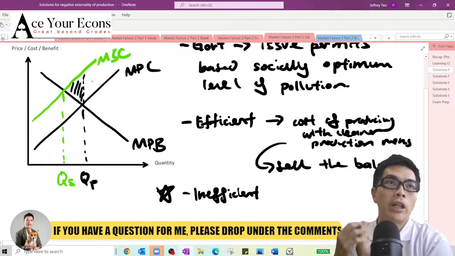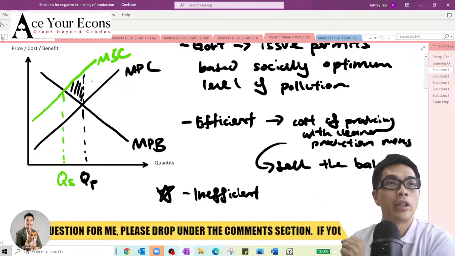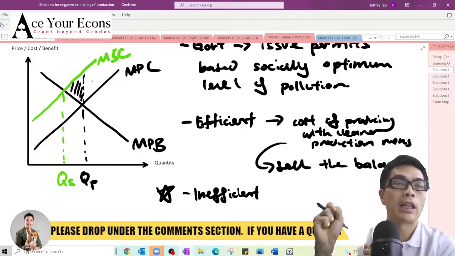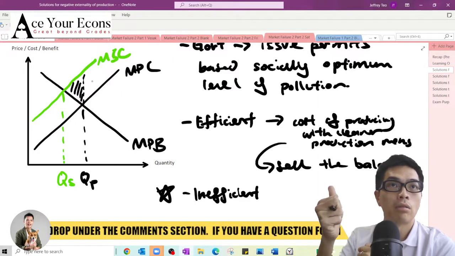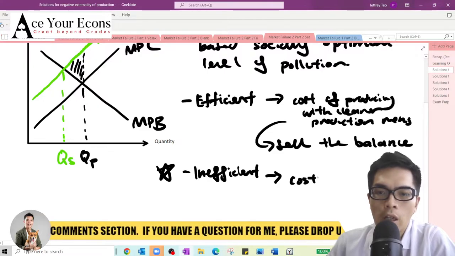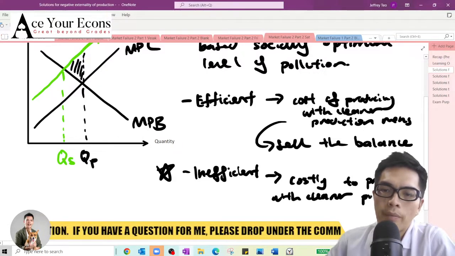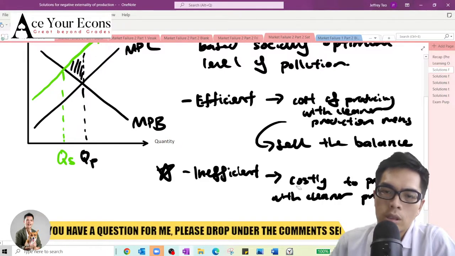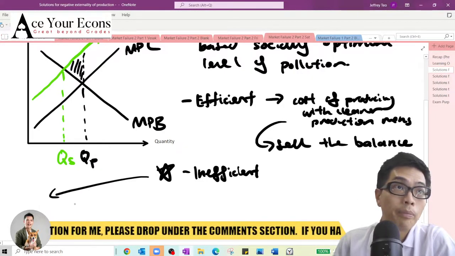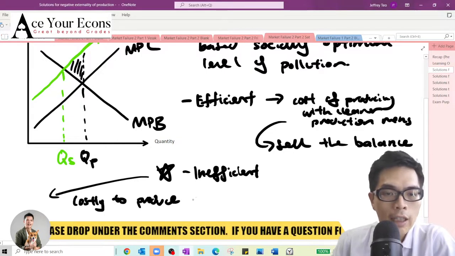So let me repeat. For efficient firms, if they find that it is cheaper to invest in cleaner production means to produce, they will use cheaper production means and they will actually have excess of permits that they can sell for a profit. Make sense? And for inefficient firms, they will probably find that it is more costly to produce with cleaner production means. I'm so sorry, I'm blocking, right? I'm going to drag it all the way here. You can just quickly write out what I'm going to say. They find that it's going to be relatively more costly to produce using cleaner means.